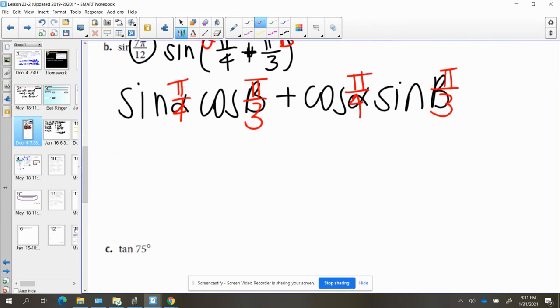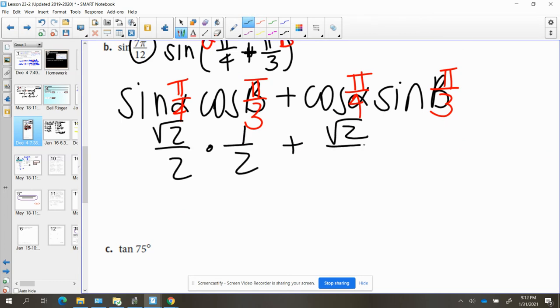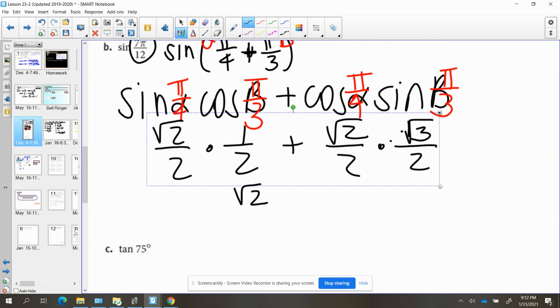We have the square root of 2 over 2 times 1/2 plus the square root of 2 over 2 times square root of 3 over 2, which again is going to simplify to be one final answer of square root of 2 plus square root of 6 over 4.